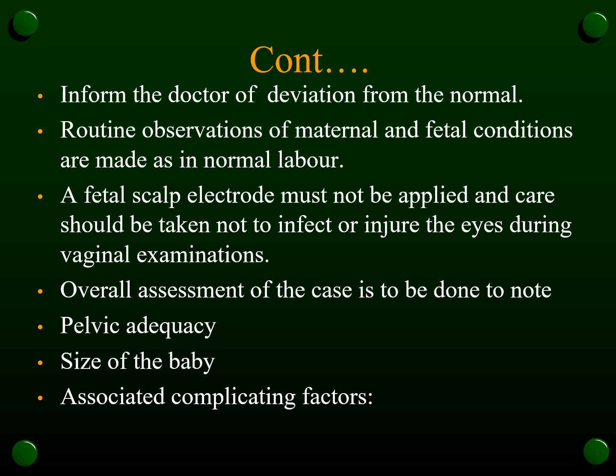And overall assessment is to be done, and whenever you are doing the assessment, you have to record it. And you should see the pelvis for adequacy. You should assess the size of the pelvis, and you should assess the size of the baby, and you should assess the associated complicating factors. For example, if teen pregnancy is there, gestational diabetes is there, eclampsia is there, pre-eclampsia is there, those conditions also you have to see.